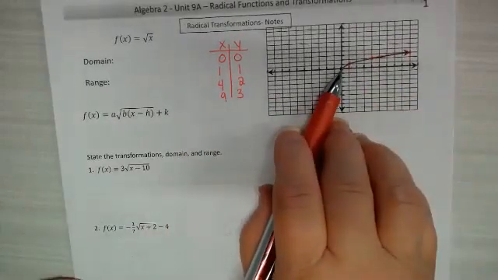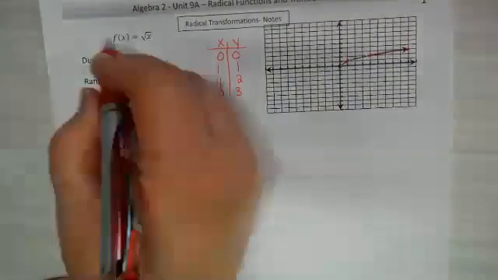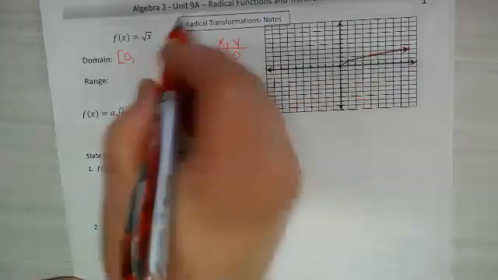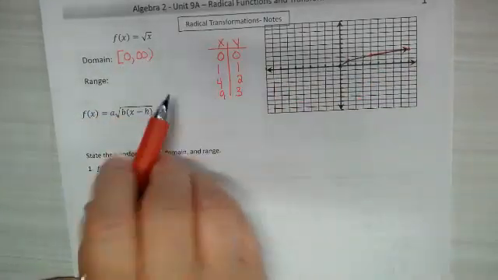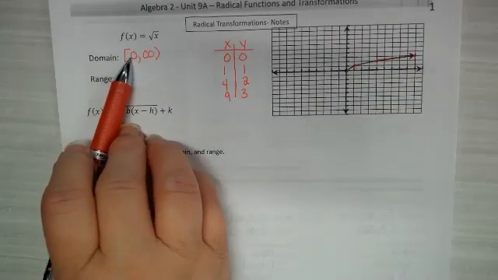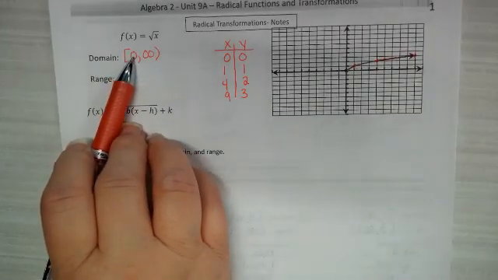Now my domain is from left to right. I start at 0. 0 is included, so that uses a bracket. And then the arrow means I continue on to infinity. And infinity always gets parentheses. So if I move my graph to the left or to the right, this domain is going to change.